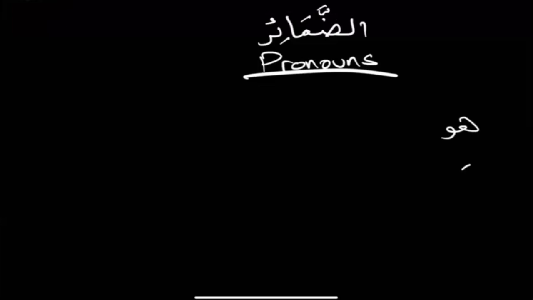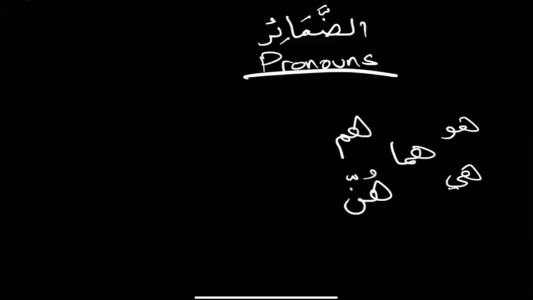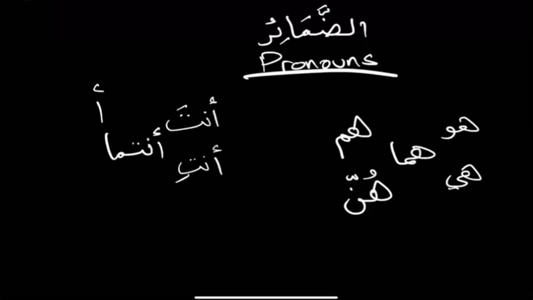hiya, huma, hum, hunna, and anta, anti, antuma, antum, and antunna. Okay. And why they are arranged like that, I think it's clear for you.